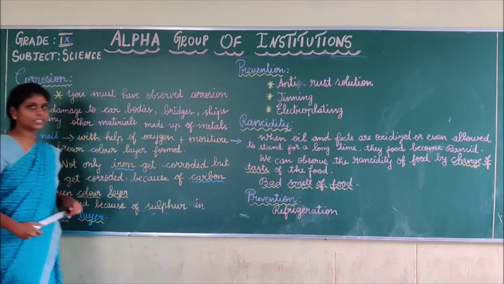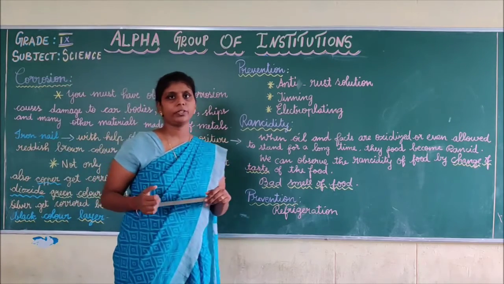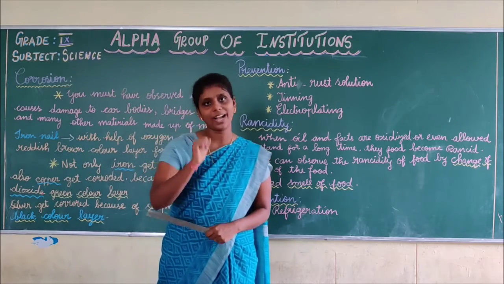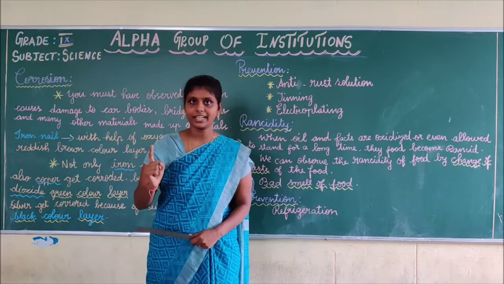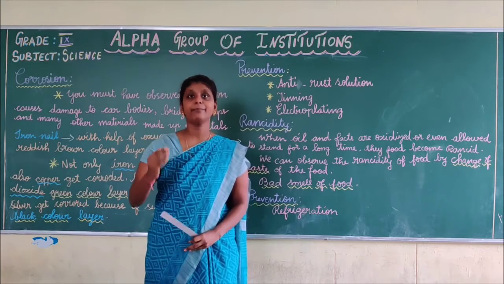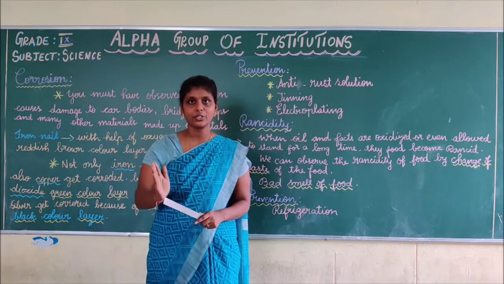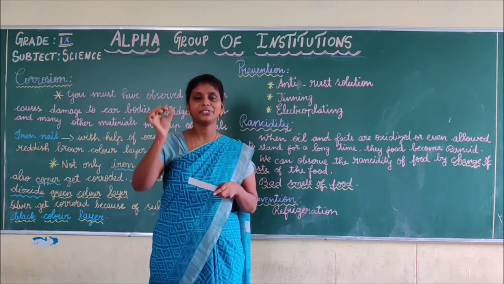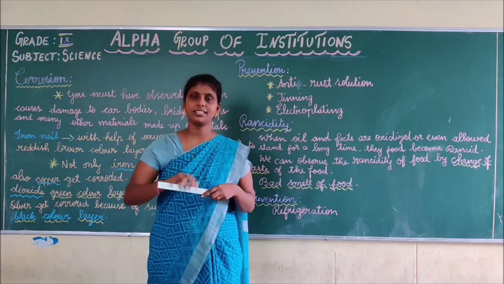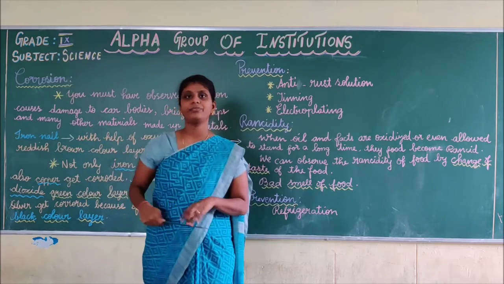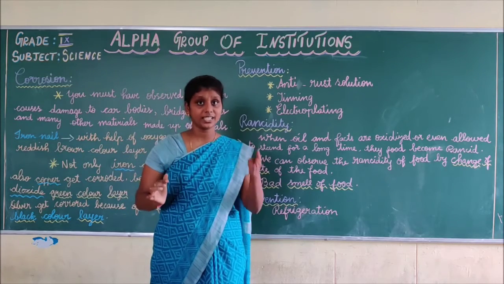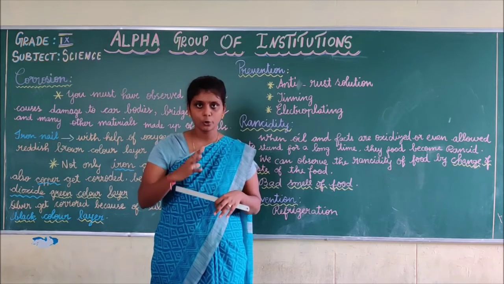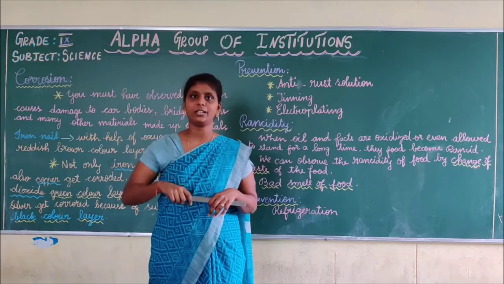Next we are going to discuss what is corrosion. For example, I am taking 2 iron nails. One is a white iron nail. After some time, the white iron nail changes into brownish color. The change of color of that iron nail, that process is called corrosion. We call it a corroded material.